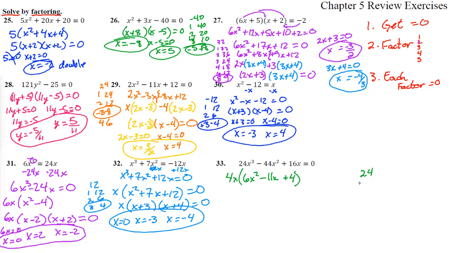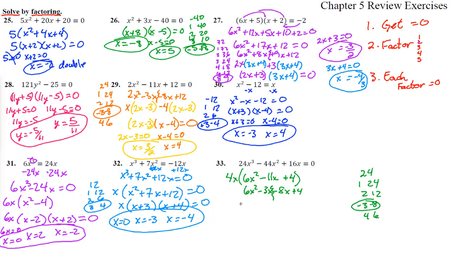Let's write that out here. That could be a 1 and a 24, a 2 and a 12, a 3 and an 8, a 4 and a 6. And what adds to a negative 11? That's a negative 3 and a negative 8. Those are the ones that will add to the negative 11 there. So we get 6x squared minus 3x minus 8x plus 4. We now have 1, 2, 3, 4 terms.